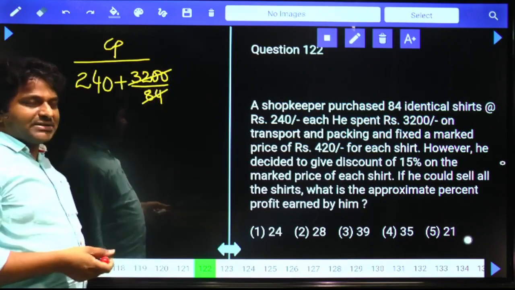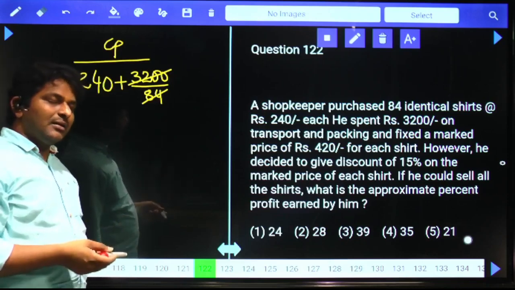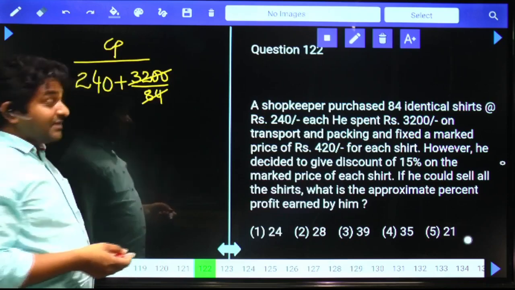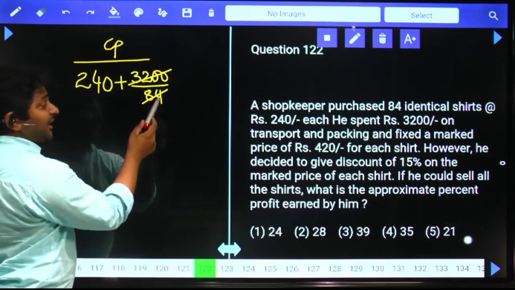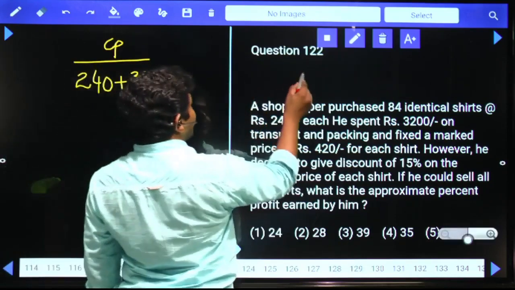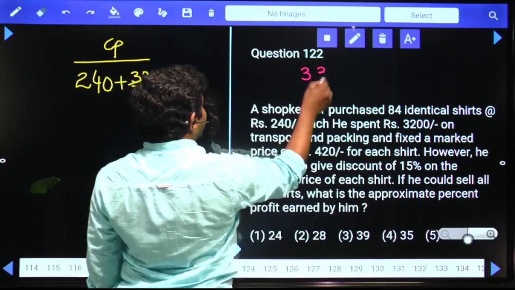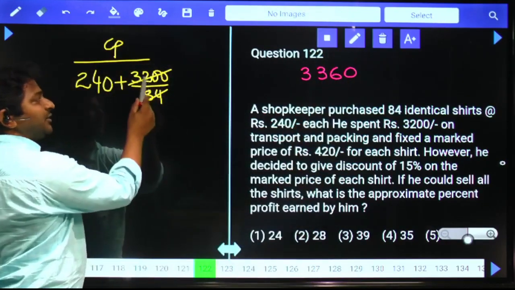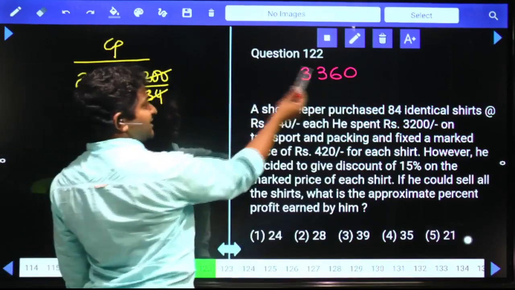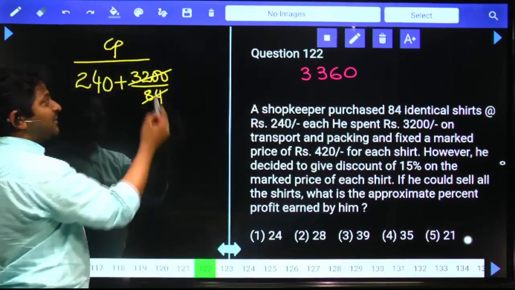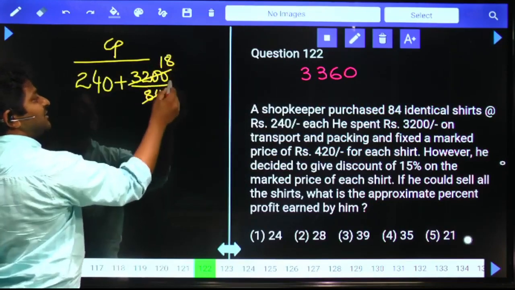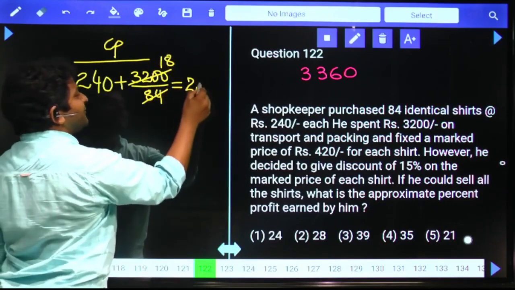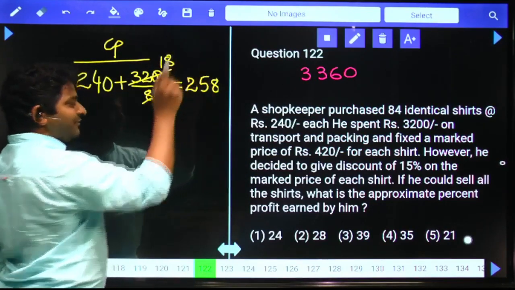84 double is 168, 168 double is 336. If you have 20 times of this number, that will be 3,360. But here we have 3,200 only. 160 less than this number. That means 2 times less. That will be 18 times. So total cost price of each shirt is equal to 258.